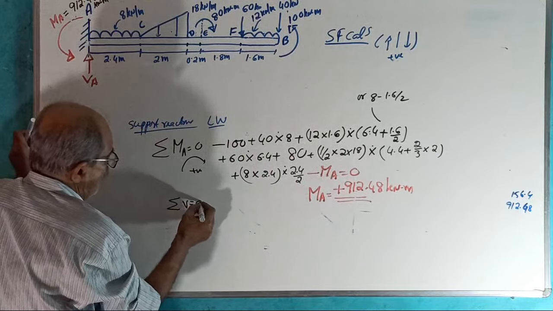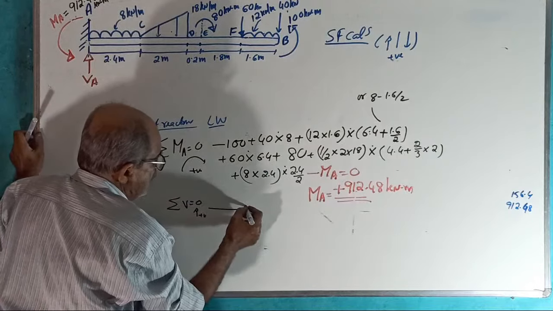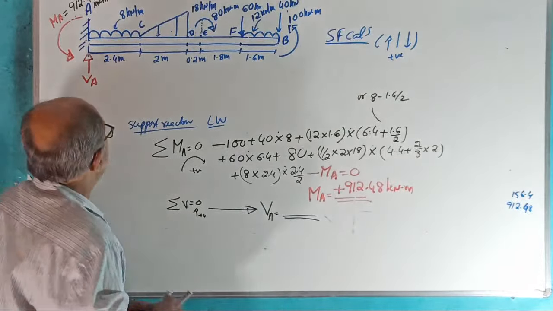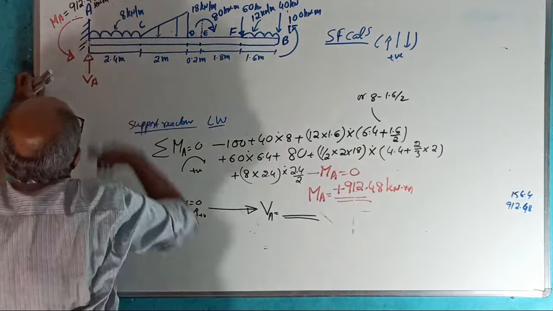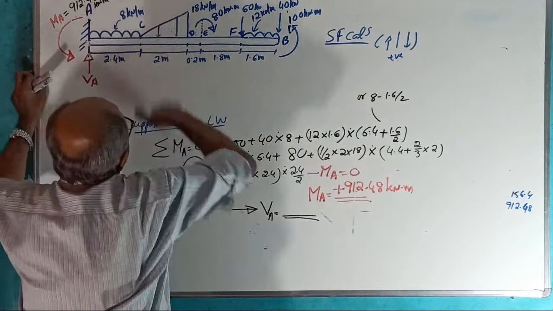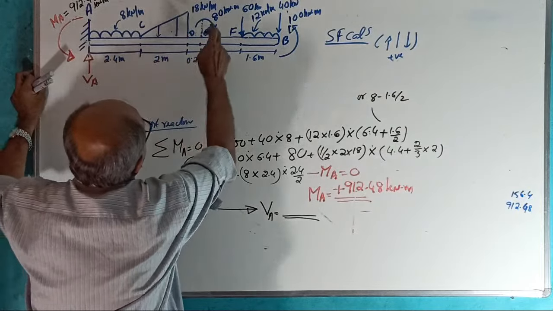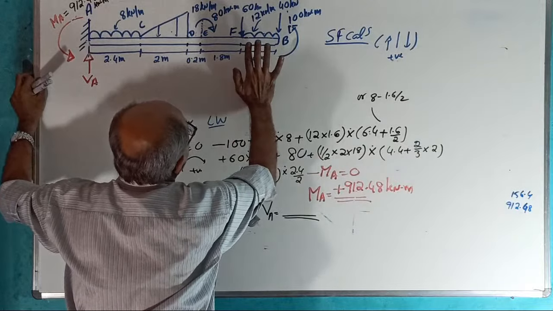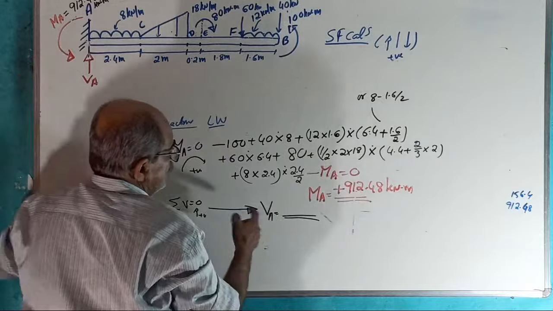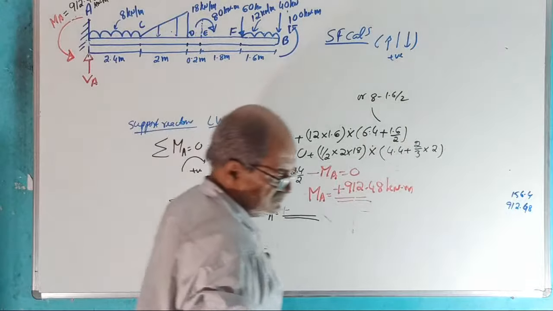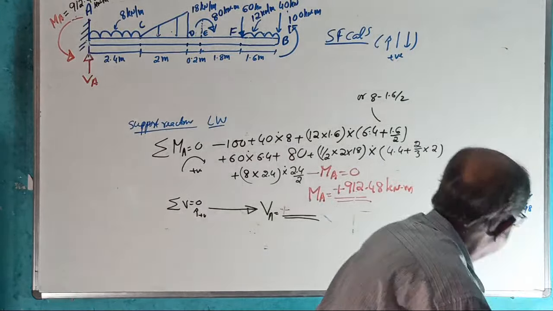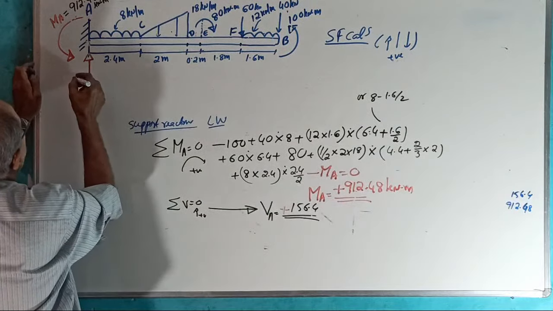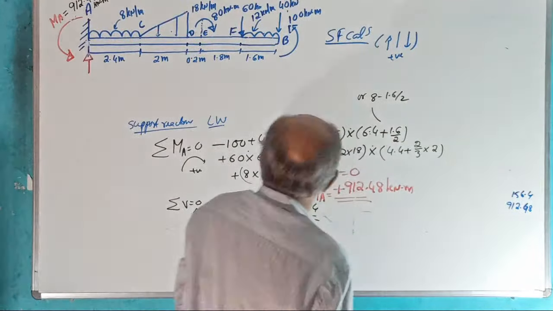Sigma V equal to 0. Take upward positive. This I will not explain. Get the value of VA. I will not write. You write yourself. Plus VA minus 8 into 2.4 minus half into 2 into 18, minus 60, minus 12 into 1.6, minus 40 equal to 0. Tell the value of VA. Plus 156.4. Therefore, later I will enter that VA equal to 156.4.